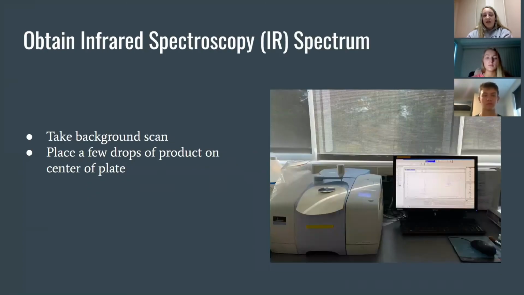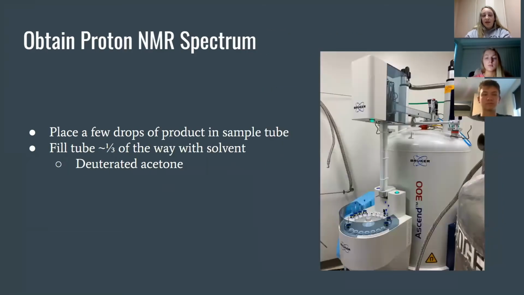After this, we obtained an IR in order to see what our product looks like with the peaks after having the hydrogenation. And then finally an NMR, so we placed a few drops of the product into a sample tube, and we filled the tube about a third of the way with our solvent, which was deuterated acetone.